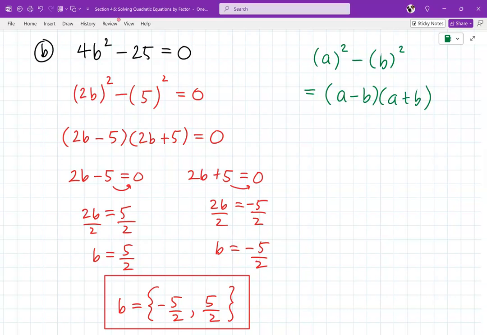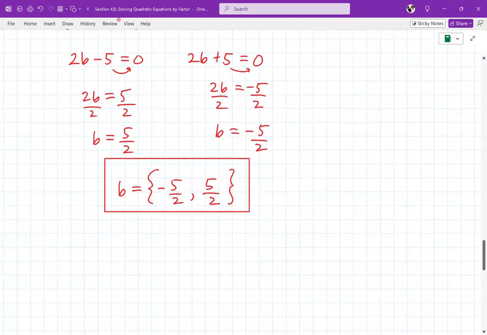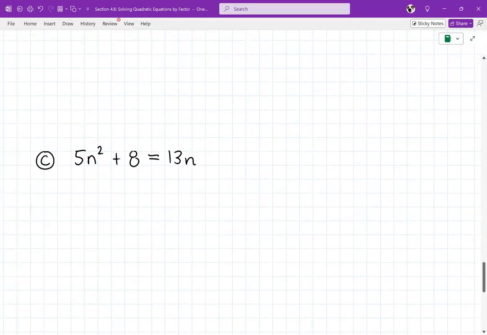And then I have to make sure that my 2 terms can be rewritten as something squared. So right here I noticed 4b squared is just 2b squared, and 25 is just 5 squared. As soon as I did that, I knew I could factor it using a difference of 2 squares, and that was good. Okay, so I think we have one last one, and that's it.